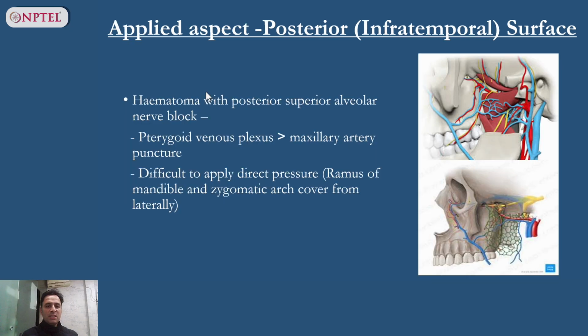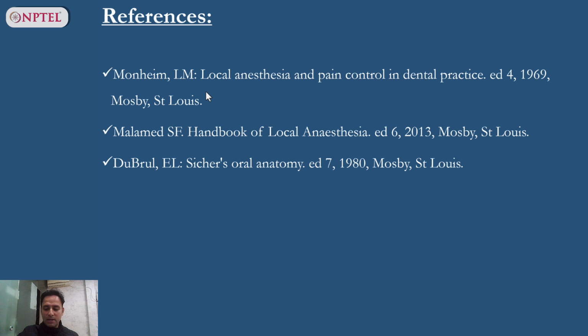The hematoma with the posterior superior alveolar nerve block is quite significant and is a matter of concern, because this area is highly vascular, with the pterygoid venous plexus and the maxillary artery. The posterior superior alveolar nerve block is given in this location. Damage to these two structures results in massive bleeding in this region, which is very difficult to control by application of direct pressure, because this area is guarded from the lateral side by the ramus of the mandible and zygomatic arch. These are the references for this lecture.